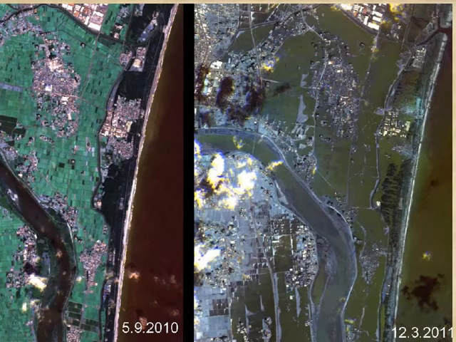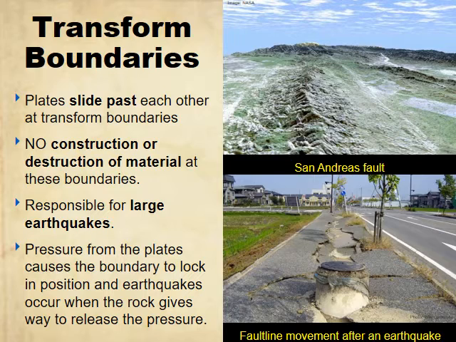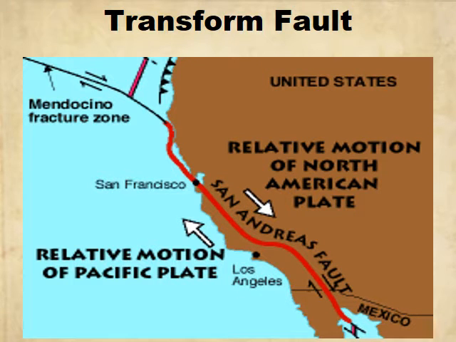Before and after shot of what was there before and then after the tsunami. Just complete devastation. Right. Transform boundaries. These plates slide past each other, and you can see here the San Andreas Fault is the most famous one, and you see fault line movement after an earthquake. It just basically rips the ground apart, and these earthquakes are very, very violent. Okay? You can see the San Andreas Fault runs through San Francisco and down through Baja. So one day you will have total movement of California away from each other.